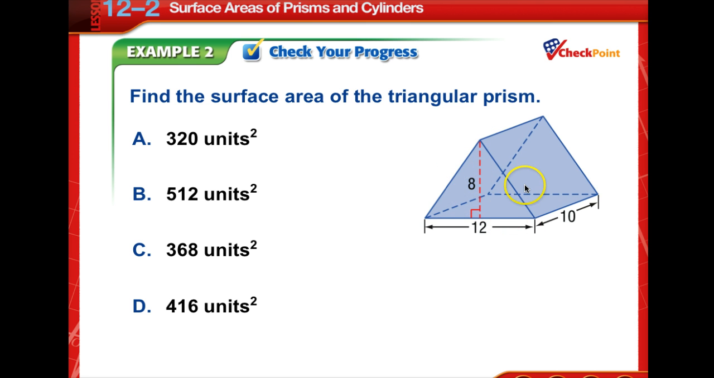The area of the bases, 12 times 8 divided by 2, and then there's 2 of them, so we multiply it by 2. So the area of both of these bases is 96. The area of this rectangle, 120. These faces are 10 by 10, which are 100. When we add them together, 96 plus 120 plus 200, we get 460 square units.